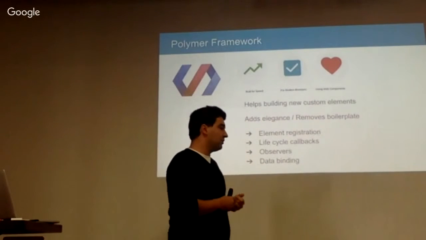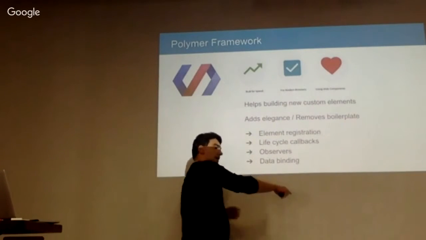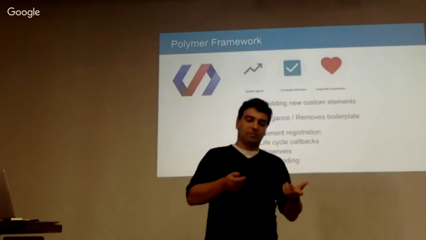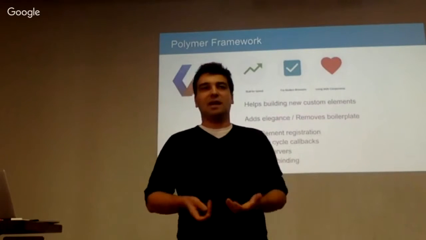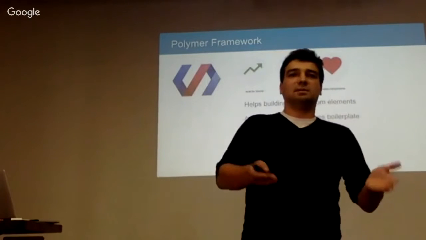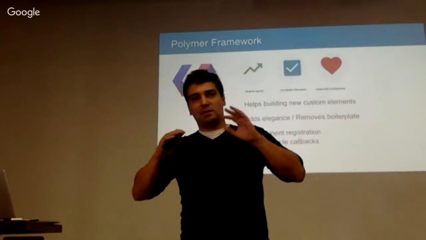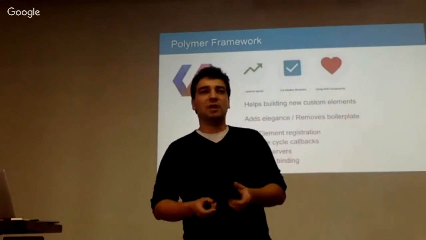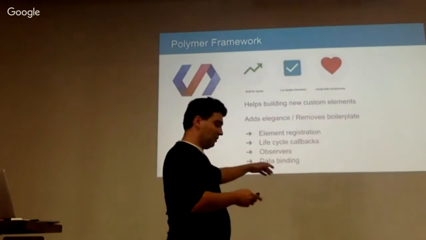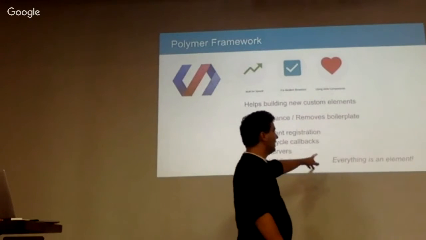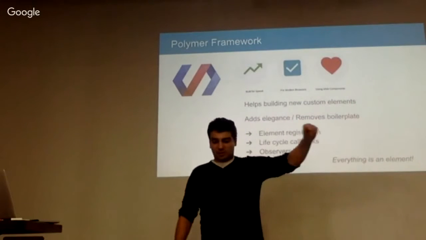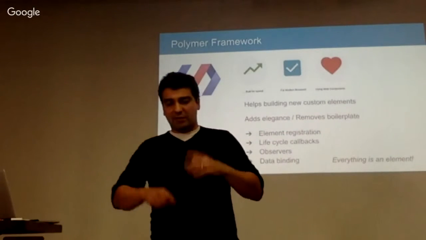Another cool thing that comes from this is that once you have data binding, once you have an element from which you can get data, it means that you can have pure data elements. These elements do not need to be UI, they don't need to be visual. I'm going to show you just after. It really plays well with one of the mantras of the Polymer project, where everything is an element.